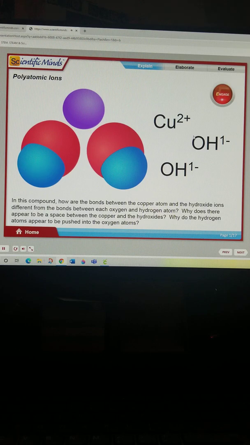In this compound, how are the bonds between the copper atom and the hydroxide ions different from the bonds between each oxygen and hydrogen atom? Why does there appear to be a space between the copper and the hydroxides? Why do the hydrogen atoms appear to be pushed into the oxygen atoms?